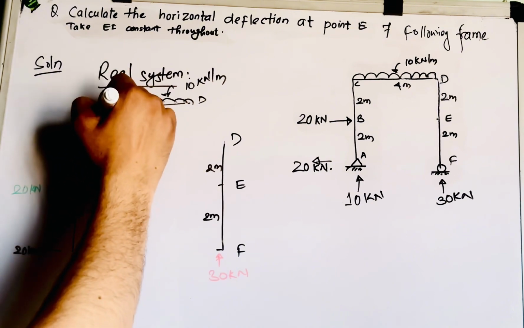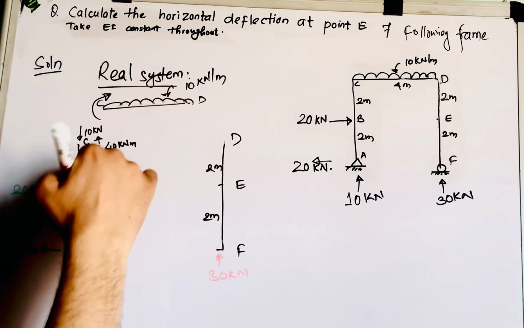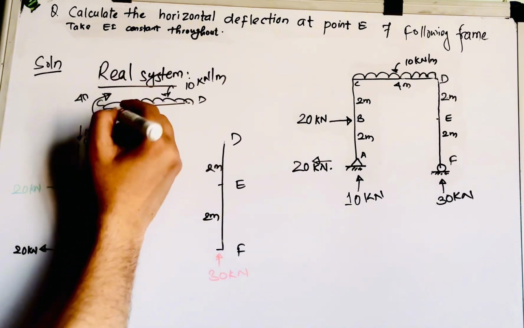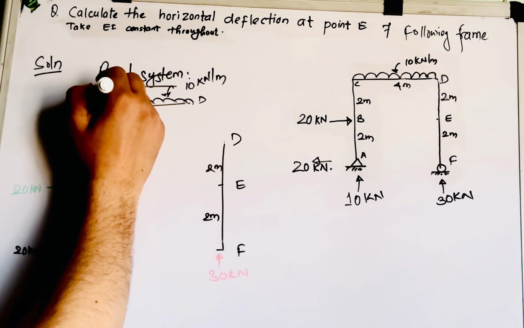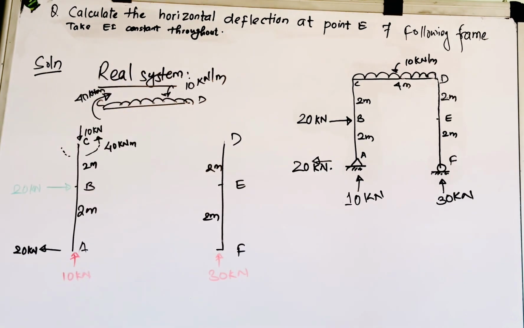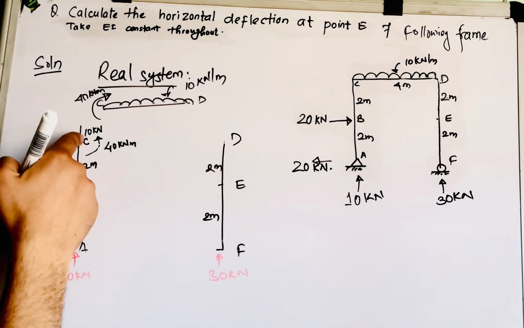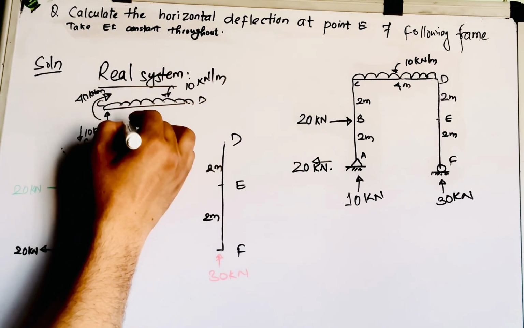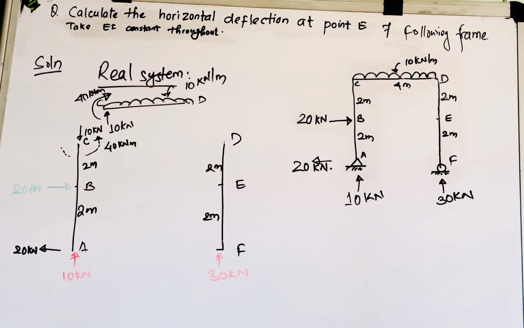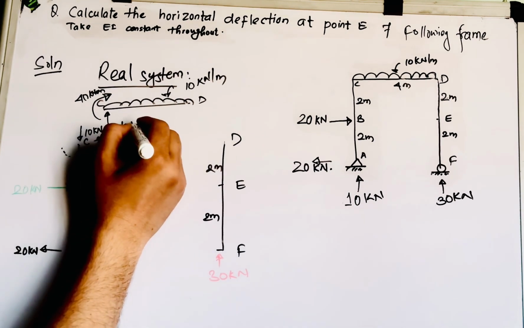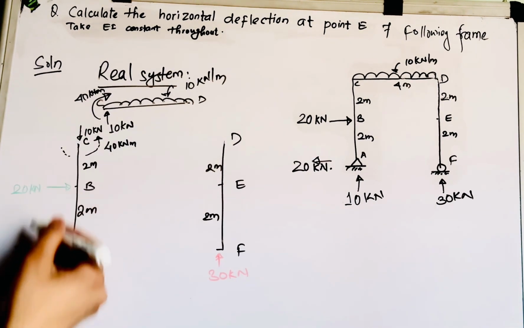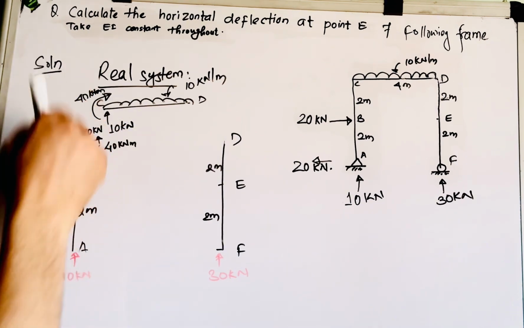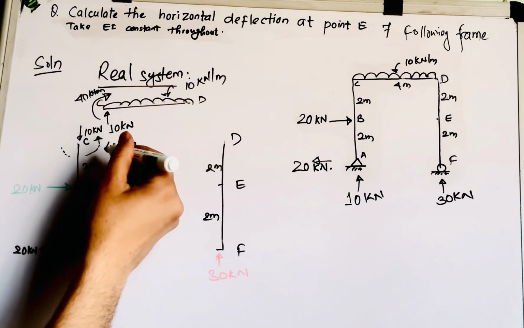So to balance 40 you have to write 40 kilonewton meter in the clockwise sense. Okay, yes. Now this is the added thing. To balance 10 you have to make 10 kilonewton like this. Now what you can say is that the shear force in this member has been balanced, the axial force is balanced, and the moment is balanced.